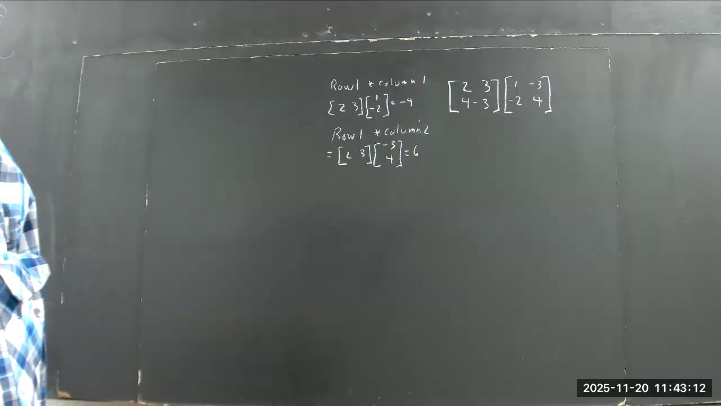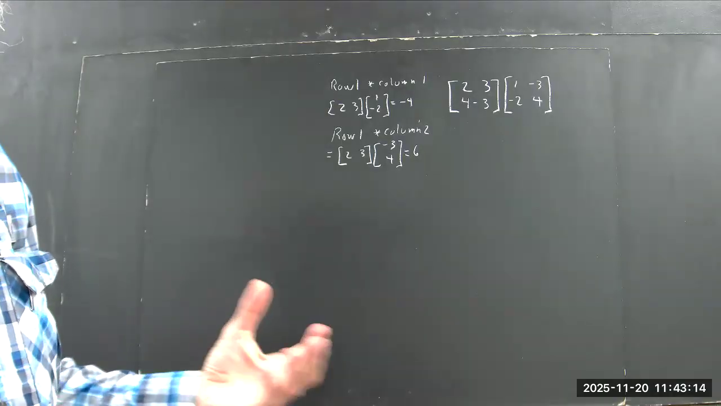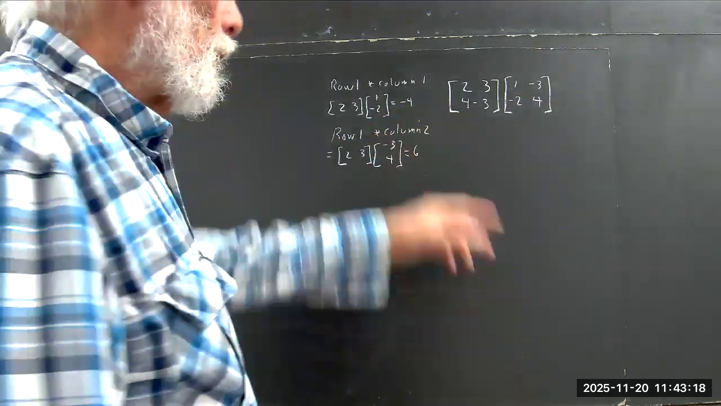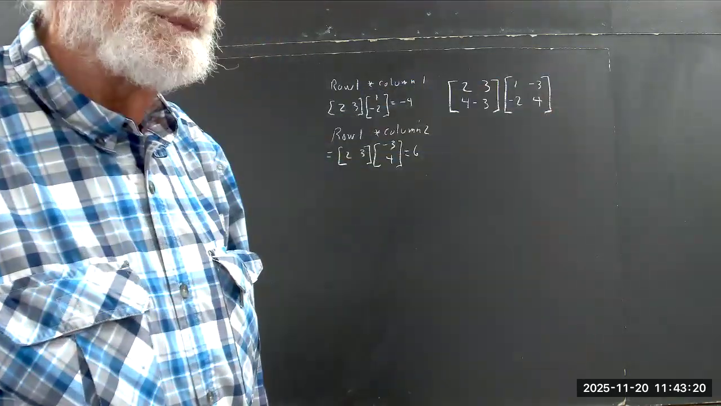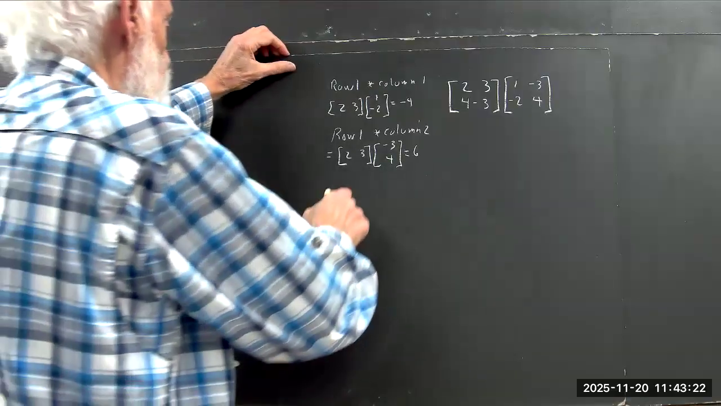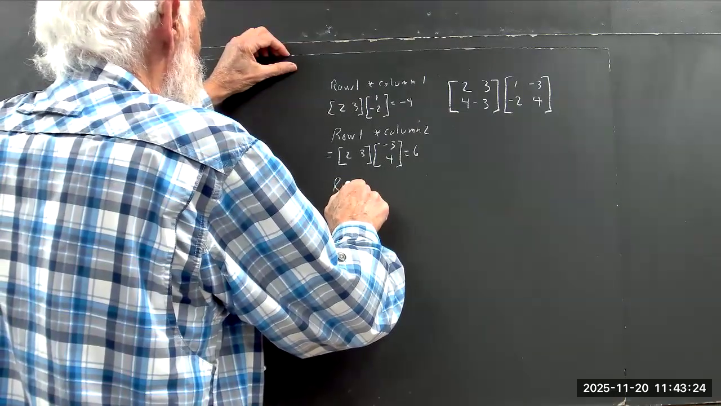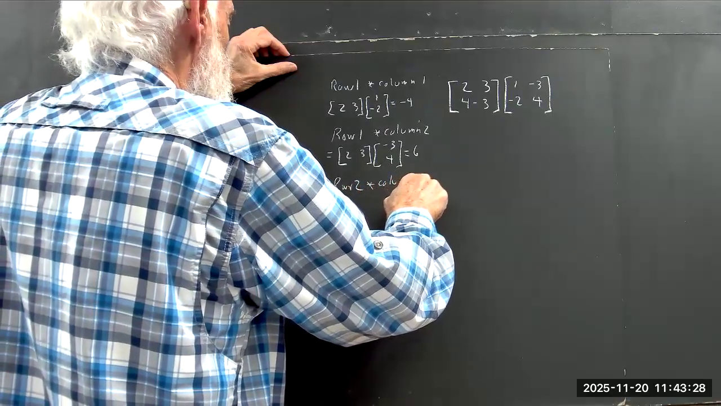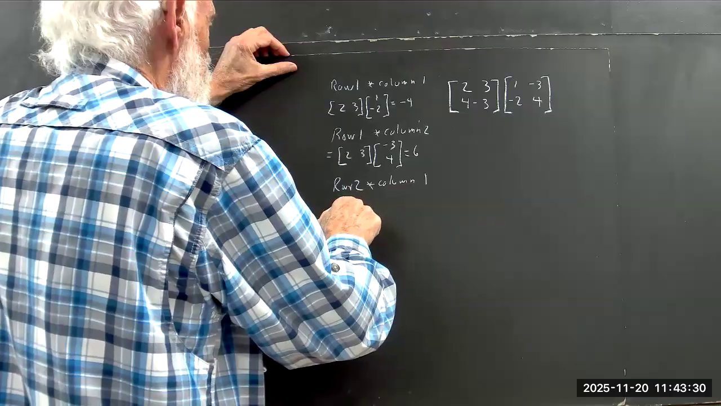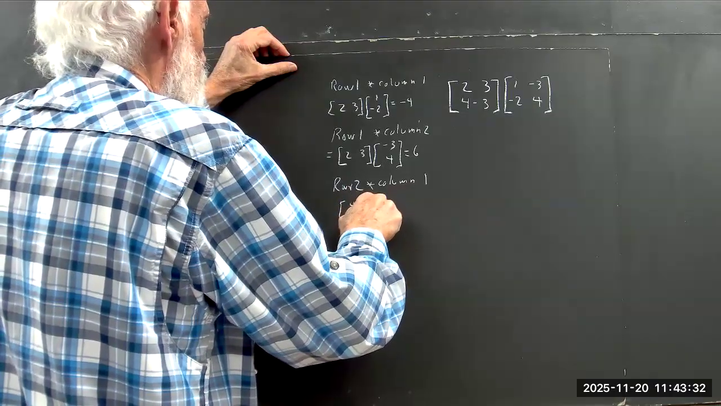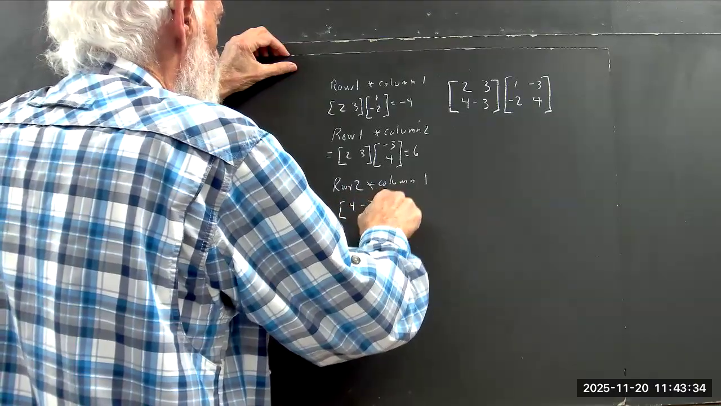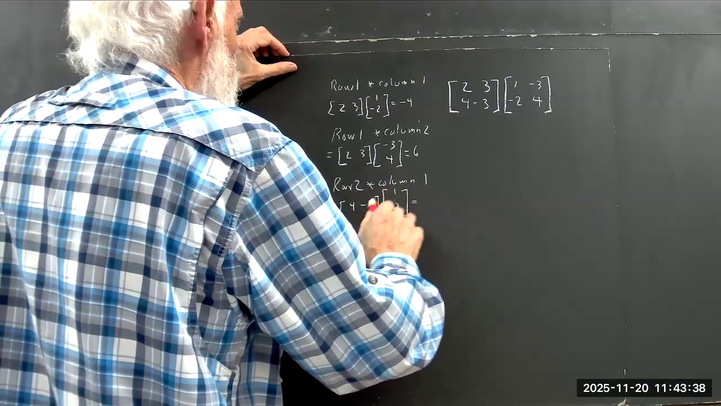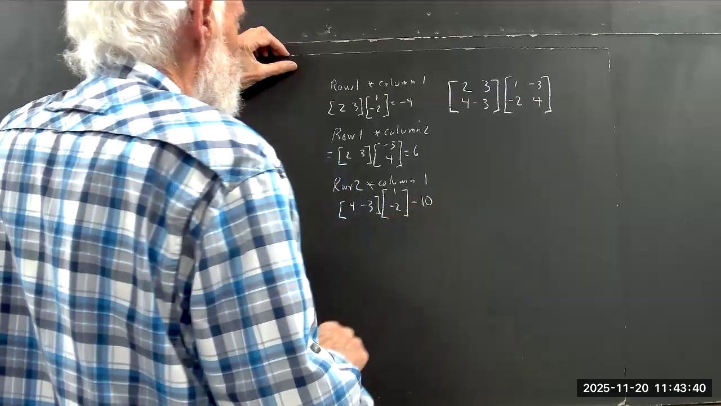Okay. Well, are we done? Think there's something else to do? Well, yeah, we haven't done anything with row 2. We better multiply row 2 by each of the columns. That's going to be 4, -3, multiplied by 1, -2. That's going to be 4 and 6. That's going to be 10.